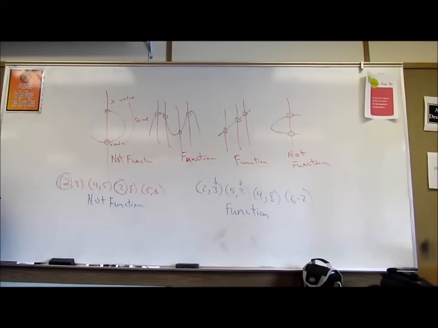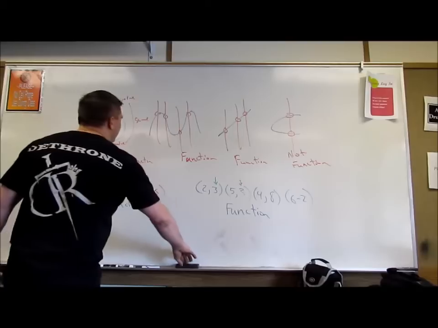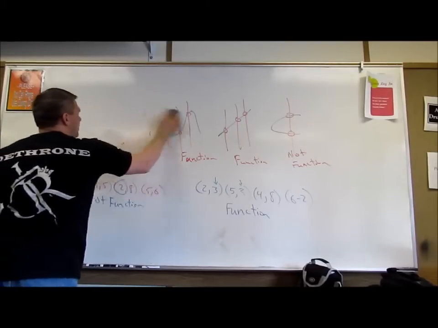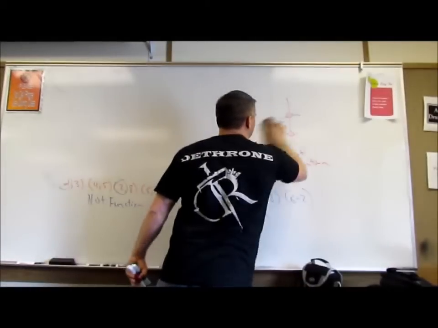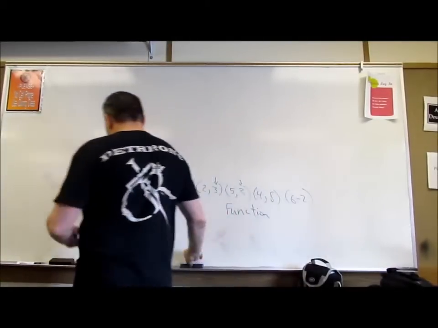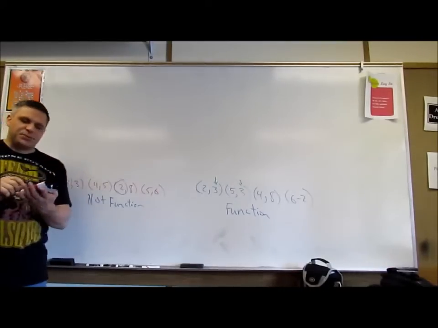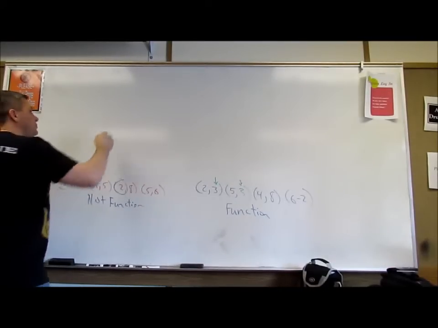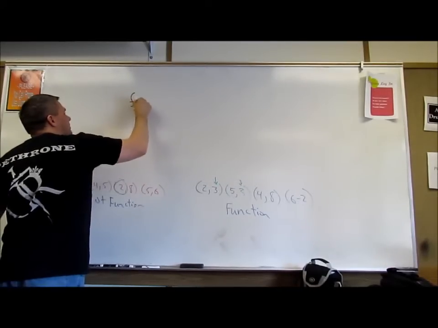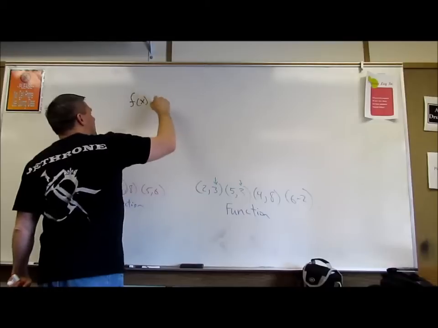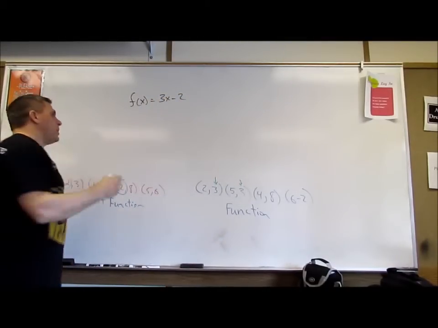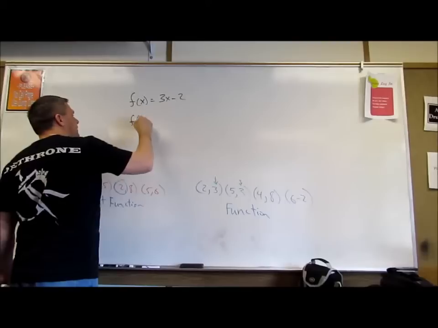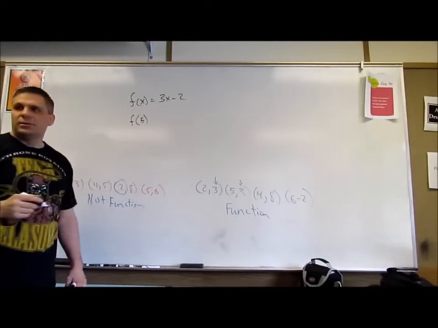The other thing about functions, and the last thing about functions, is how to solve them. Okay? So, how do you solve a function? Well, it's really quite simple. f of x is equal to 3x minus 2. We want to find f of 5.